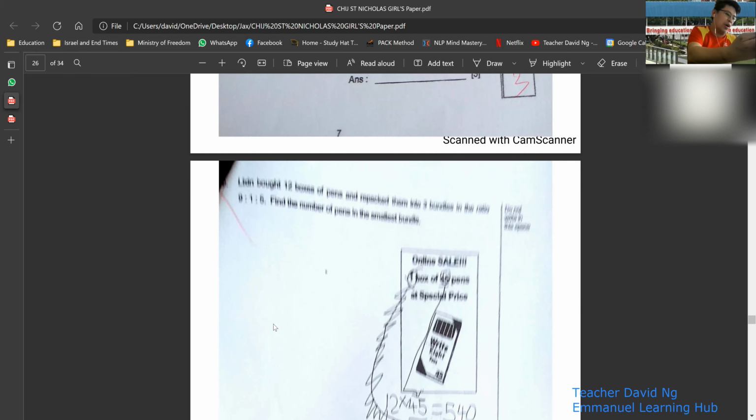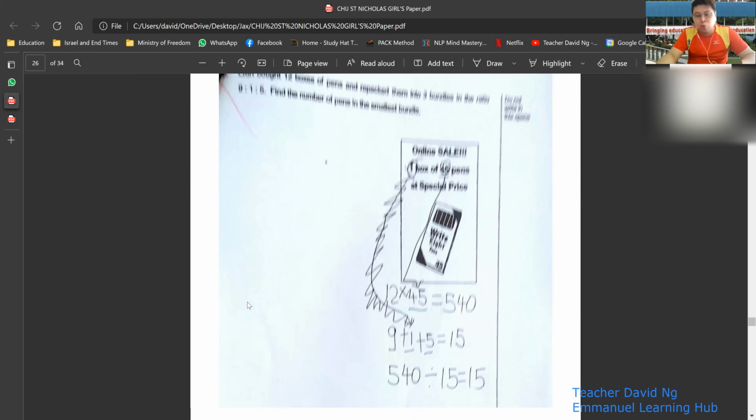Is 36 the correct answer? Yeah, 36 is the correct answer. The question is, how did you get 15? How on earth do you get 15? Oh, I don't know. I think I pressed 540 divided by, I don't know. Then I get 15.